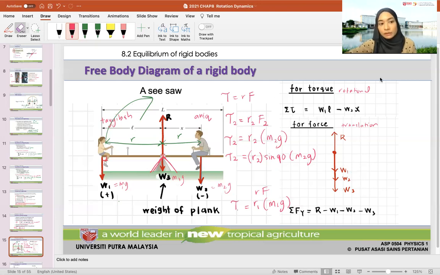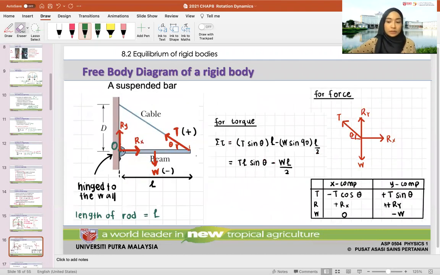But for torque, we have to define whether it's going anti-clockwise or clockwise. Okay. So for this one, net in the Fy is R positive minus W1 minus W2 minus W3. If they say that this seesaw system is not moving, this is going to be equal to 0. And if this is not moving, this is going to be equal to 0. But they didn't say that. Here we only want to know the free body diagram. Okay, moving on. Next one.